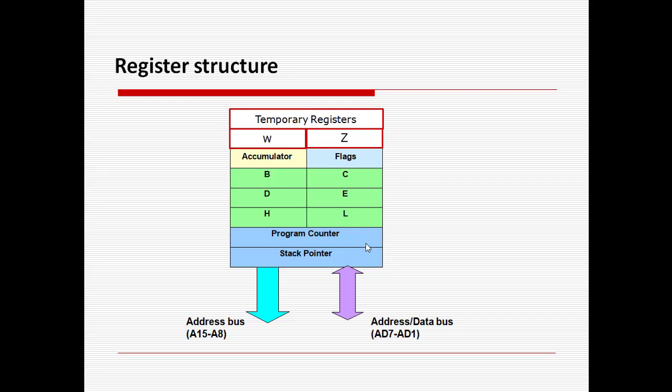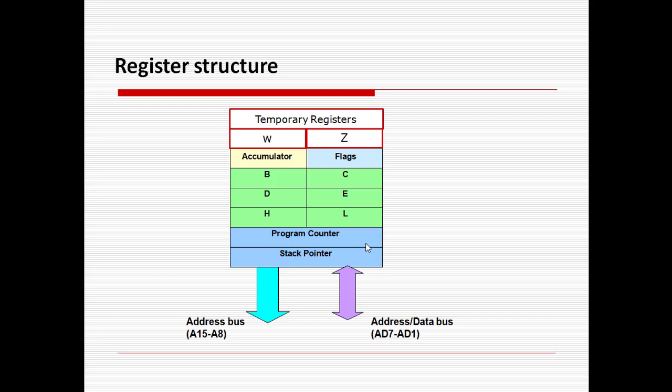Then the other 16-bit register is the stack pointer. What is meant by stack? Stack is a temporary memory available in the RAM. The stack is operated in a last in first out, or first in last out, manner. The address of the most recent stack entry is stored in the stack pointer. So we have seen the temporary registers, the special purpose registers, accumulator and flag, the 6 general purpose registers, and the 2 16-bit registers.